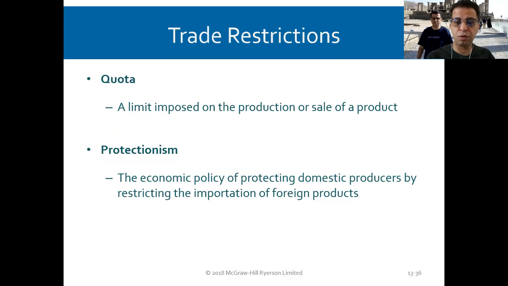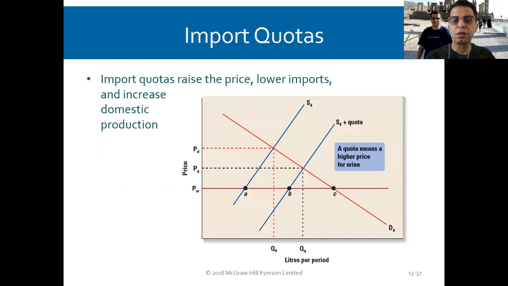And the quota is another word for a limit imposed on the production or sales of a product. So they are asking people to produce up to a certain level, a limit imposed on the production or sales of a product. Protectionism is the economic policy of protecting domestic producers by restricting the import of foreign products. So they might put in some rules that make it difficult to import foreign products.